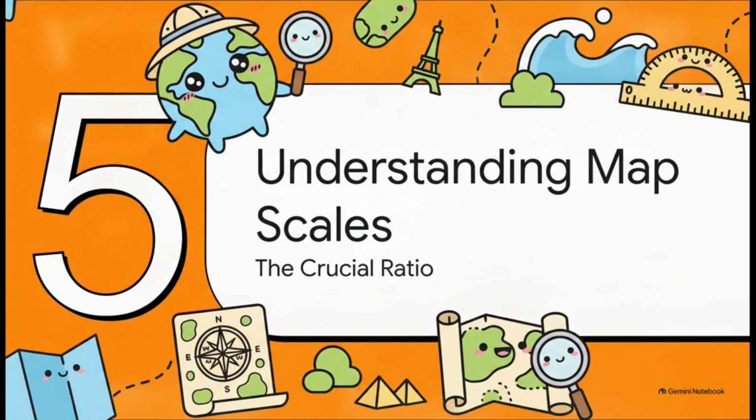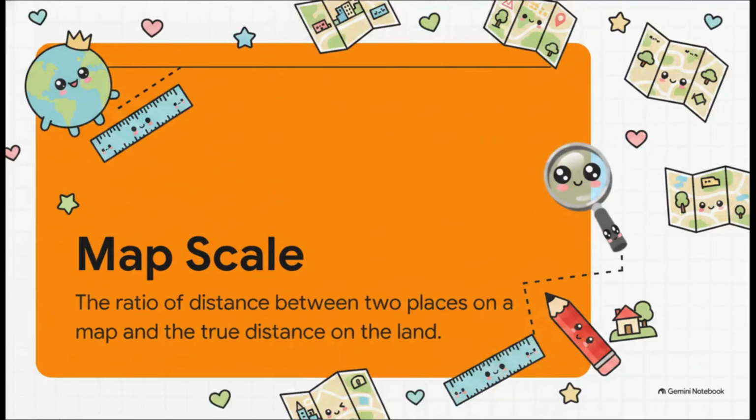Let's dive into Section 5, Understanding Map Scales. Okay, this is where the real math of cartography shines. Map scale is the ratio of the distance between two places on a map and the true distance between those corresponding places on the land. Without a scale, a map is honestly just a sketch.